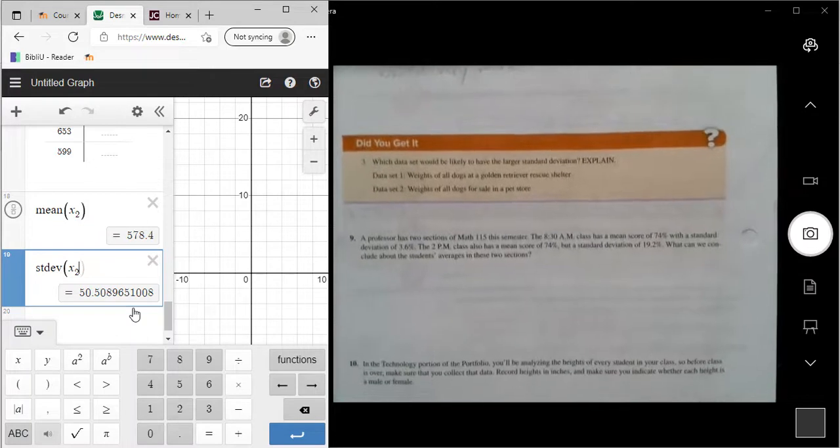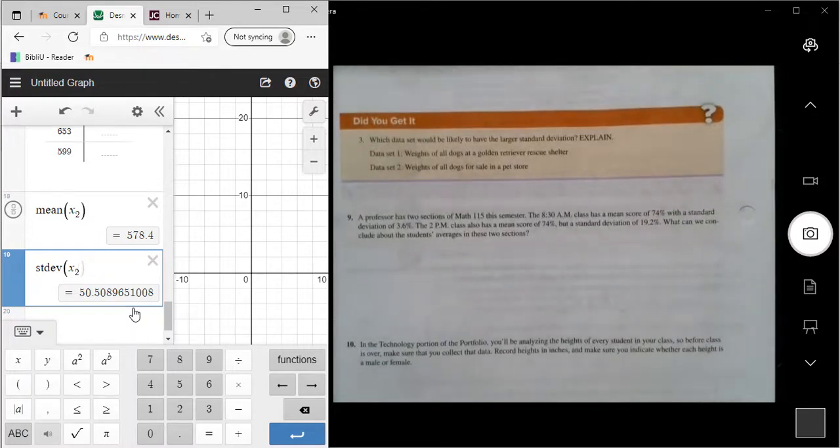Okay, number 9. It says the professor has 2 sections of Math 115 this semester. The 8:30 a.m. class has a mean score of 74% with a standard deviation of 3.6%. The 2 p.m. class also has a mean score of 74%, but a standard deviation of 19.2%. What can we conclude about the student averages in these 2 sections?